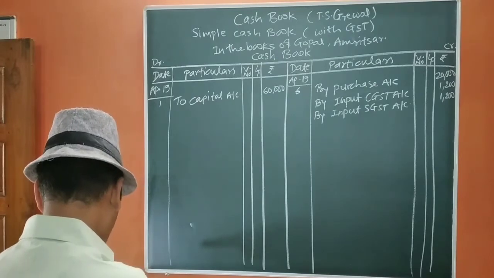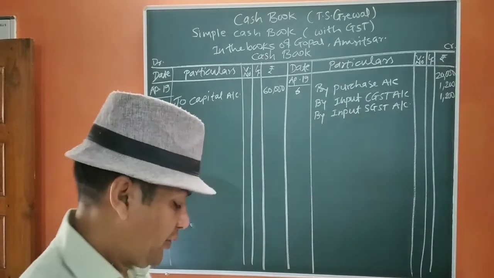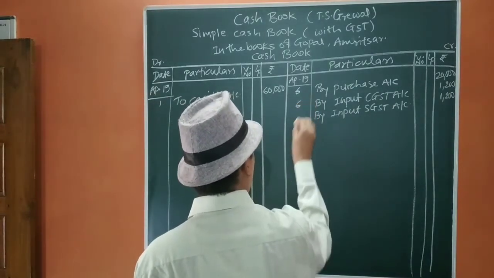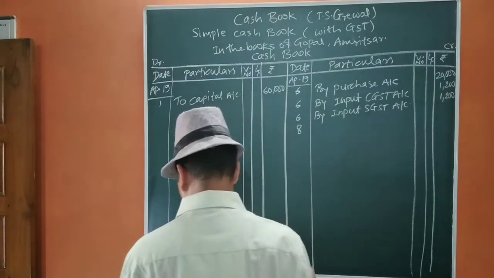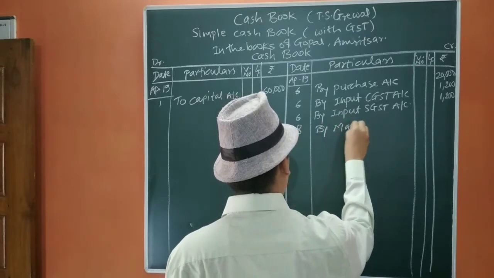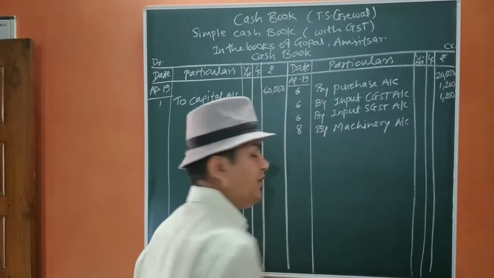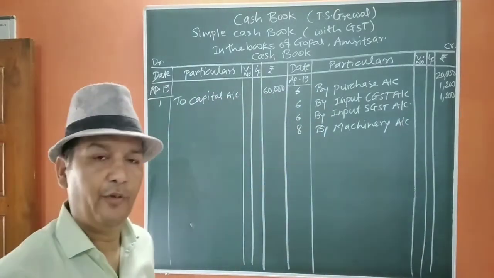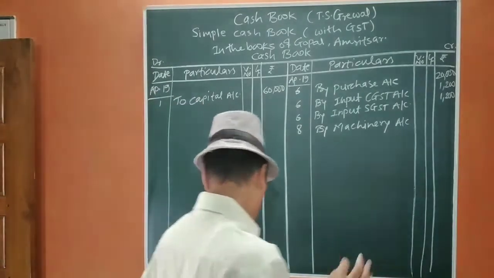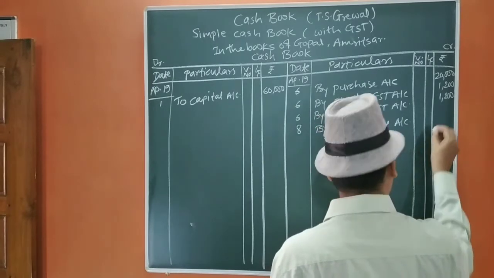The next, April paid wages for installation of machinery. Okay, so this is 6, now 8 by machinery. Here you should keep in mind any amount paid for installation of machinery is cost. Okay, and that's why it will be written in the machinery account, not in wages. Okay, the amount is 4,000.